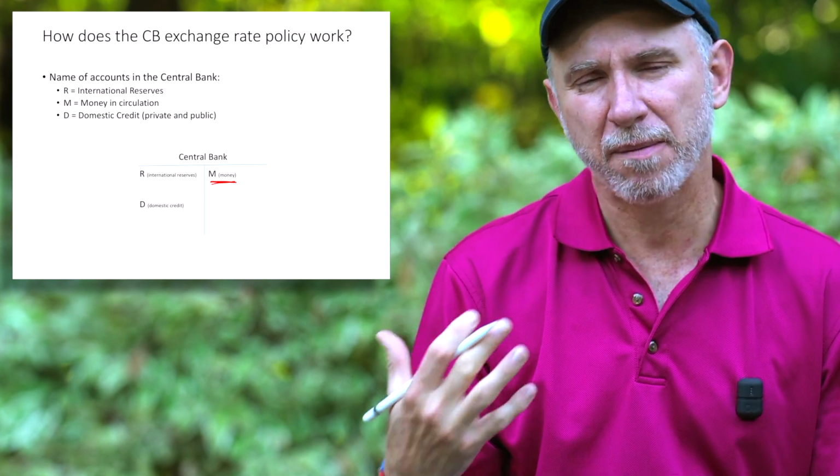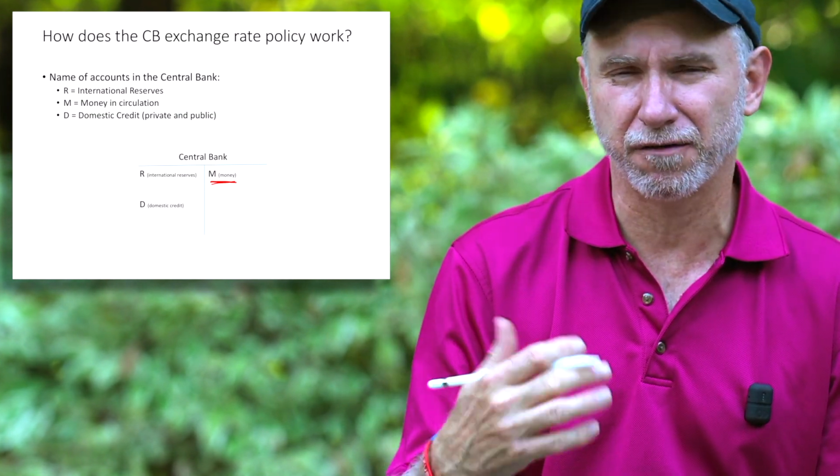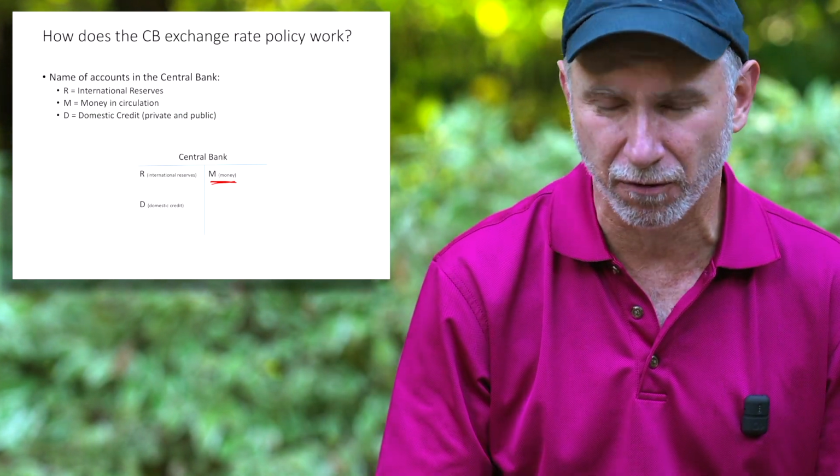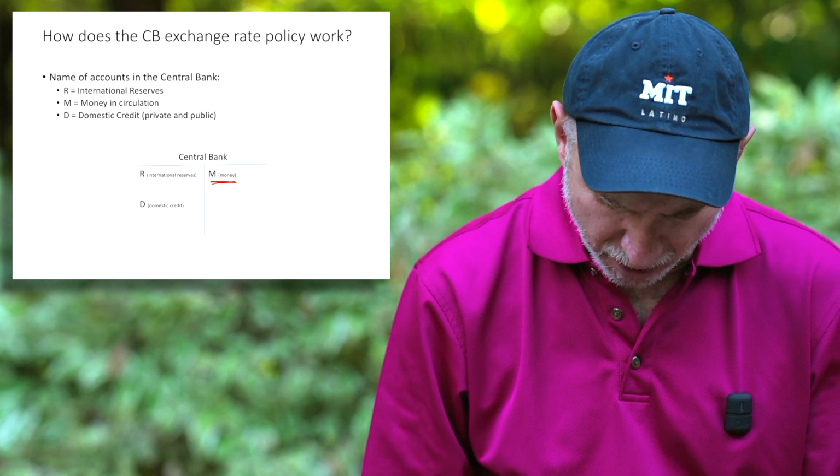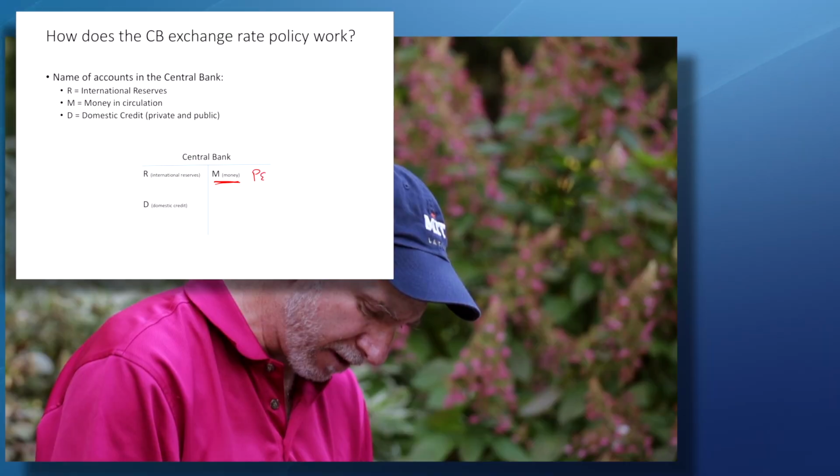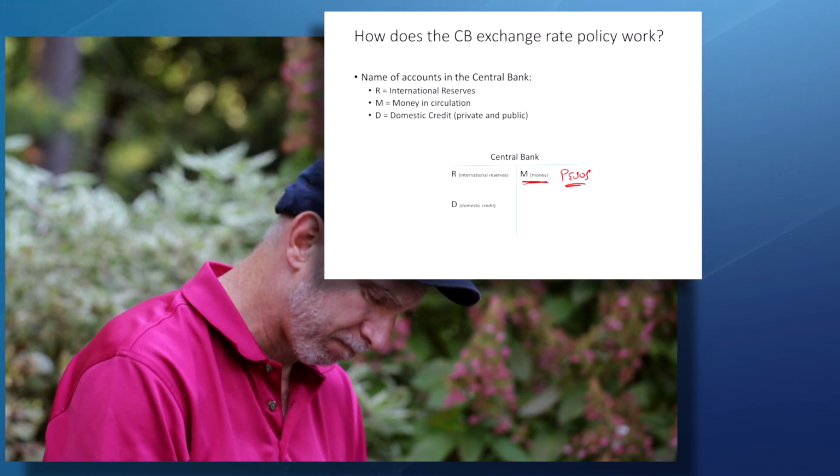So the piece of paper that we have in our hands is an asset for us, which means it's a liability for the central bank. So in the case of Mexico, these are the pesos that we have, okay? These are all in pesos.